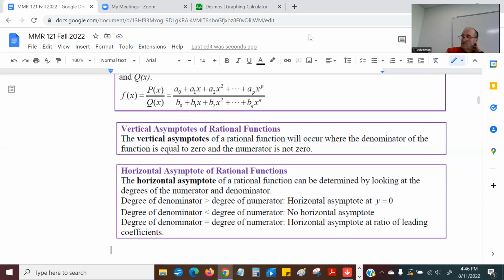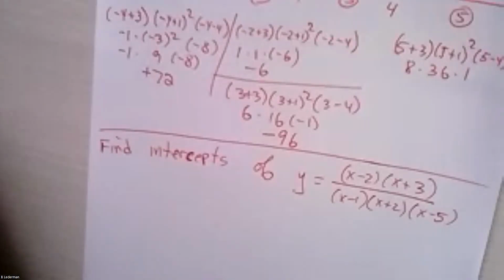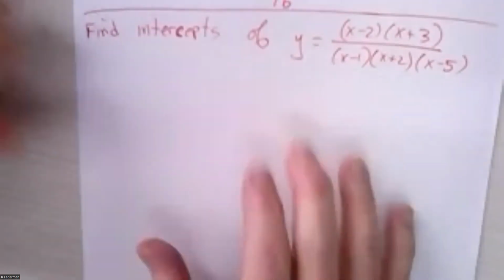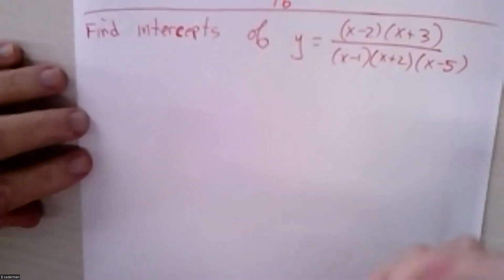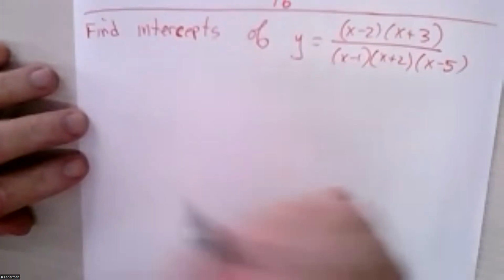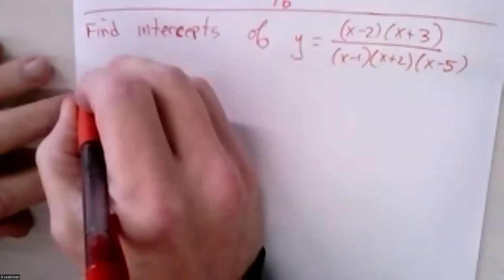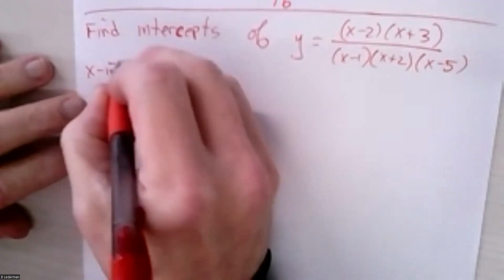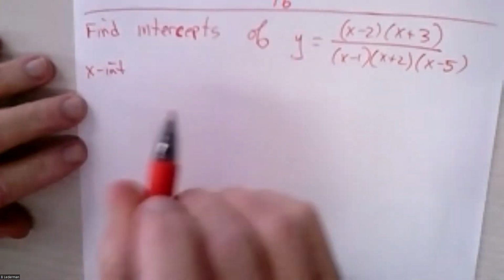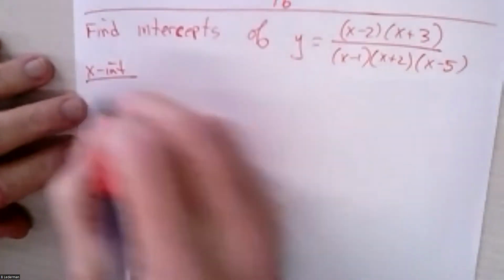I want to do one last little problem here, and let me just switch cameras. And that is to find the intercepts of a rational function. And here we go. So we'll start with the x intercept. The x intercept comes when y equals 0.